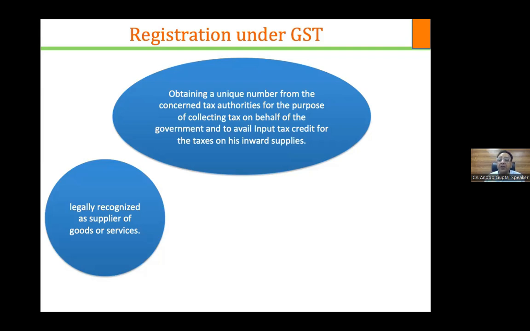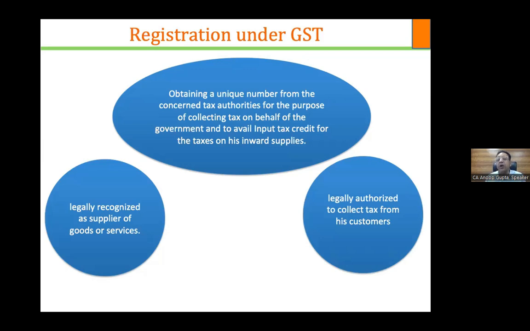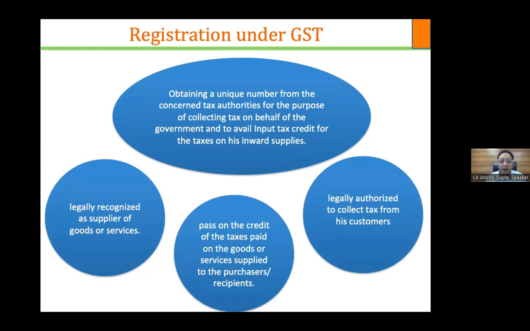So, when I take a registration, what will happen? I will be a legally recognized supplier of goods or services and legally authorized to collect tax from the customers and pass on the credit of taxes paid on the goods or services supplied to the purchasers or recipients. Only when I am a registered person under GST will I be able to do all these things. And there are some mandatory registration requirements, like if I have a turnover of more than 20 lakhs in a state, and in some states it is 10 lakhs, then I have to take registration under GST compulsorily. Even if my turnover is below this threshold limit, I can take registration under GST voluntarily.